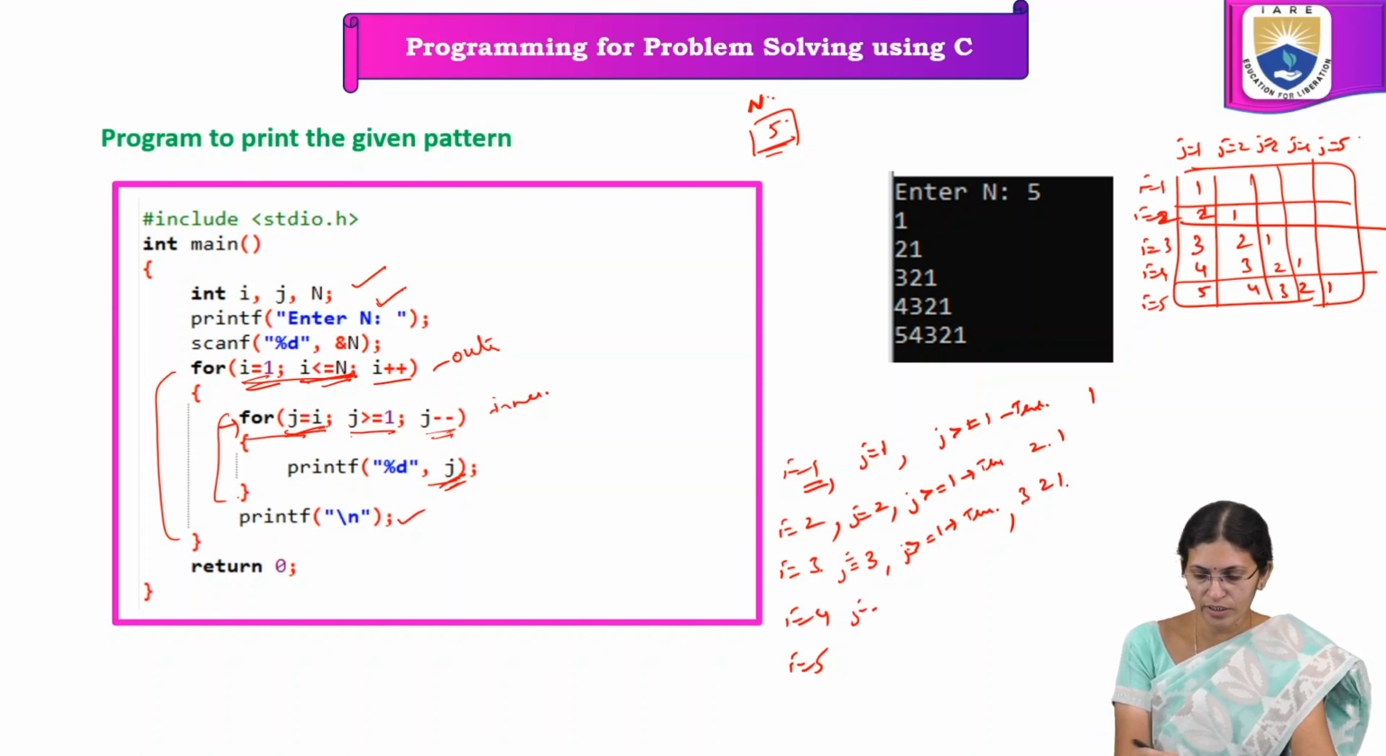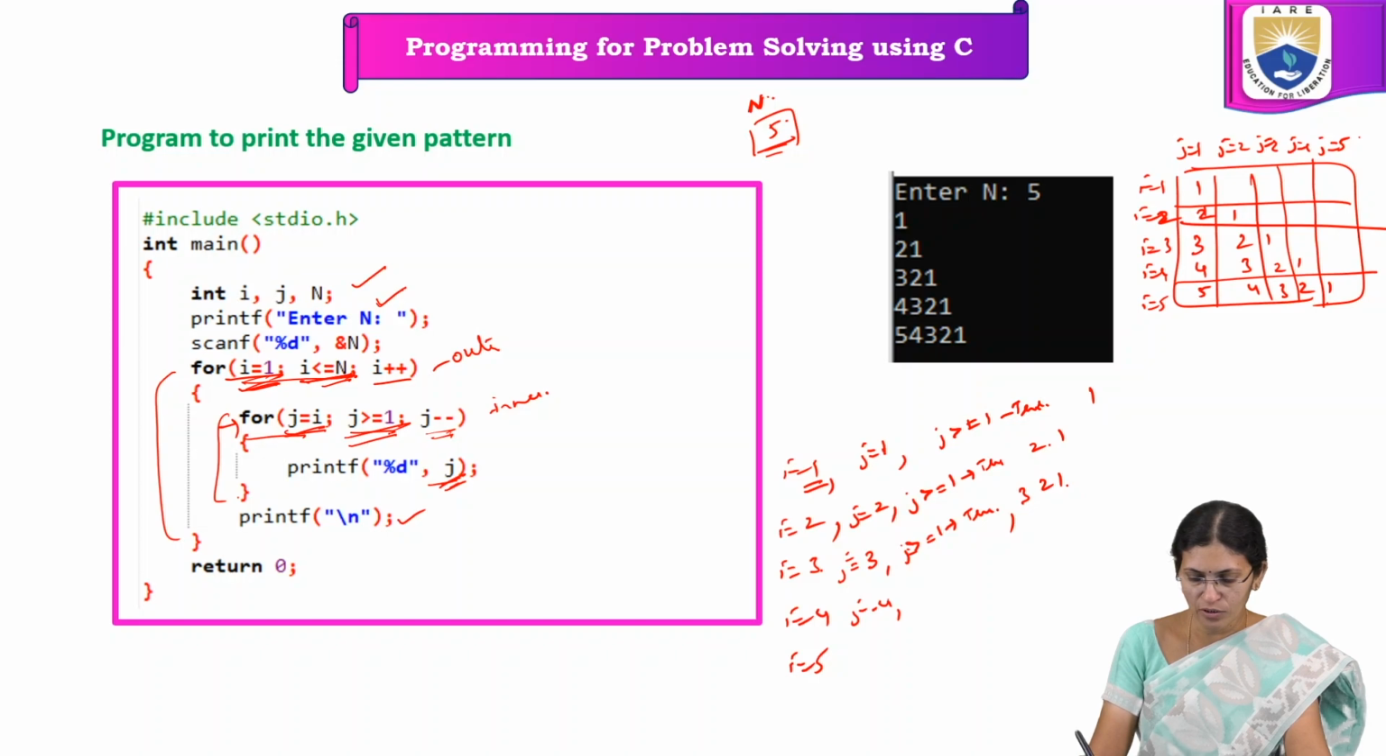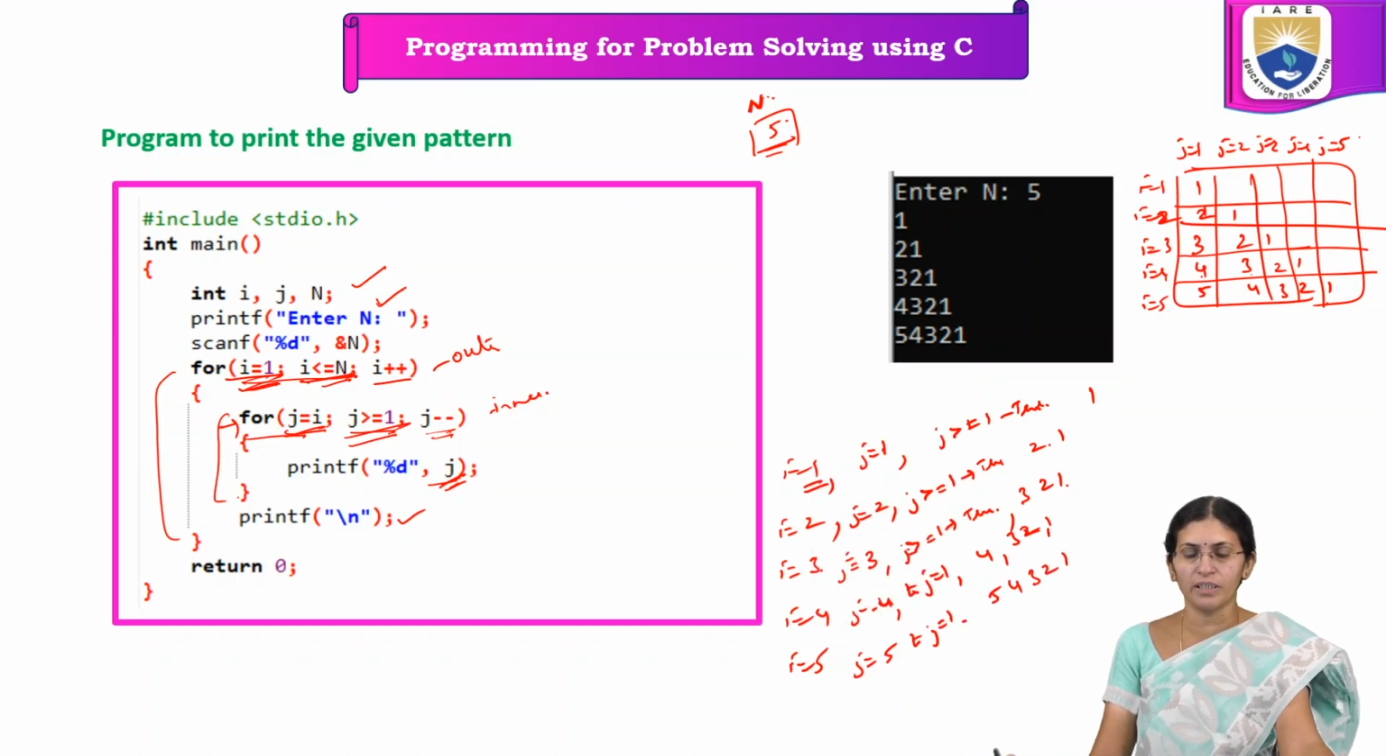Then in the fourth iteration, when i is equal to 4, j is equal to 4 and this inner loop will repeat 4 times. So the j value will go from 4 to 1, so 4, 3, 2 and 1 will be printed when i is equal to 4. When i is equal to 5, the j value will vary from 5 to 1, so 5, 4, 3, 2, 1 will be printed. So in this way, you will get the corresponding output. When you enter the value 5, this is how you will get the pattern.